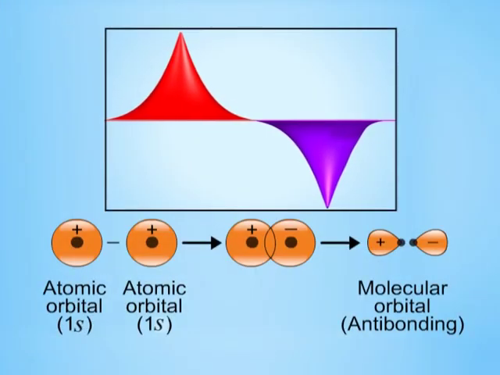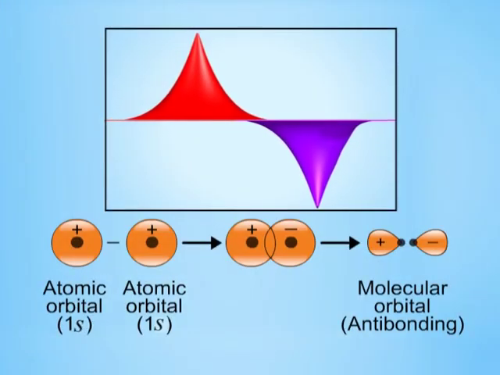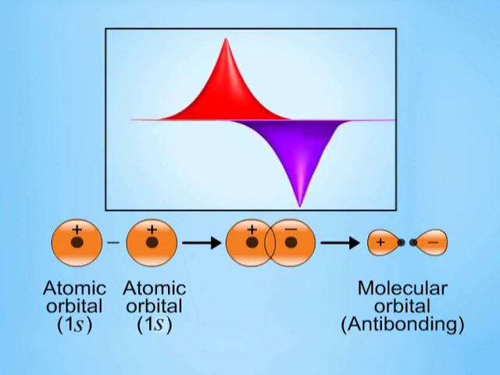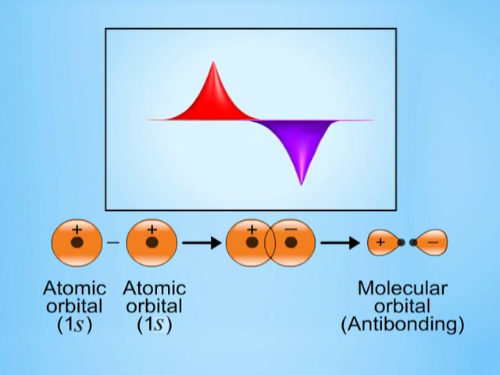When two 1s atomic orbitals of hydrogen atoms combine by the subtraction of their wave functions, antibonding molecular orbital is formed.